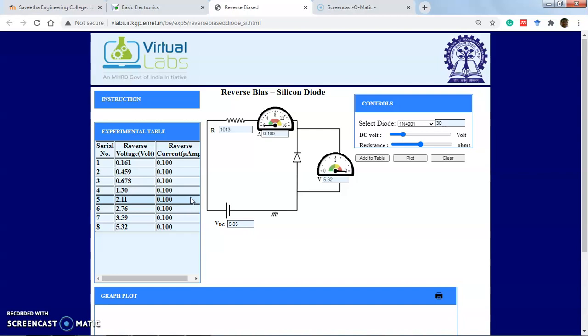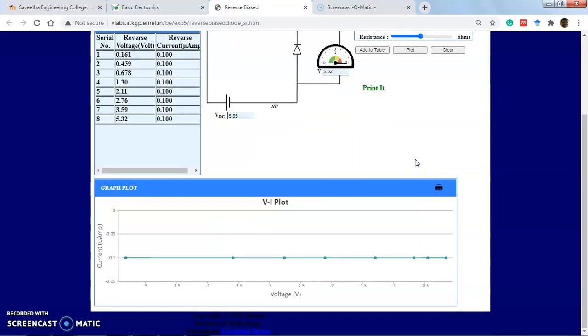When we give voltage to the diode, the depletion layer increases. That means there is no conduction between the materials. That means it acts like an insulator. Then we have to plot the graph for this diode. There is no variation of current when we increase the reverse voltages. So this is called the reverse bias characteristics.